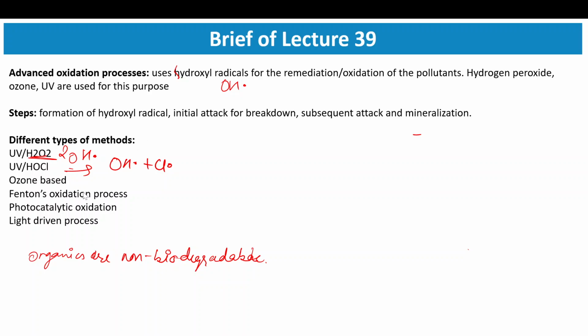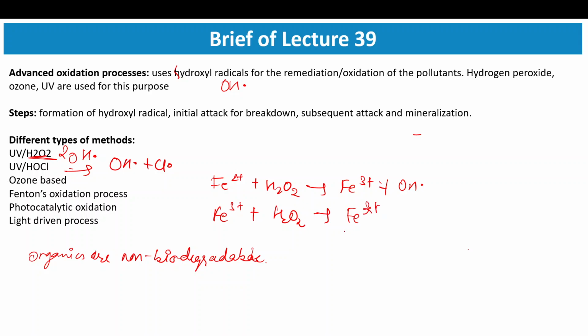And next is the Fenton oxidation process. This Fenton oxidation process is nothing but it uses Fe2+ and H2O2, which forms Fe3+ and OH radical. Now this Fe3+ again reacts with another hydrogen peroxide molecule to form Fe2+ back.